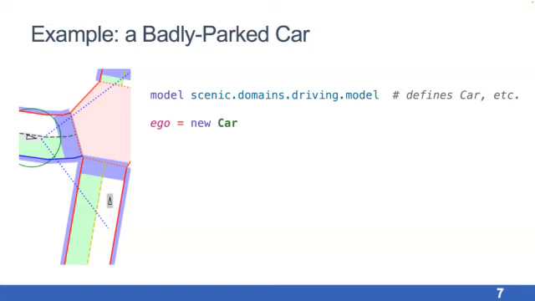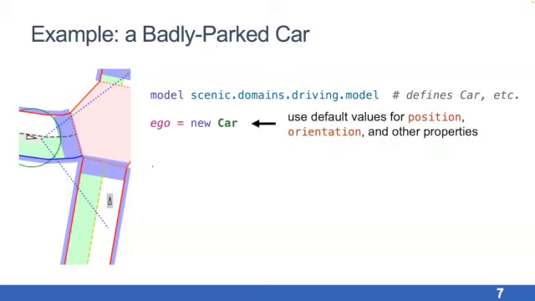And notice we're not saying anything about this car in terms of where it is, what color it is, and so forth. So Scenic is using the default values for all of those properties, like the position property, the orientation property, etc., that are defined in this car class. For example, the driving library says that the default position for a car is a uniformly random point over the entire road network, but not, for example, on the sidewalk. This is like a reasonable default value to have if it's not otherwise specified. Likewise, for orientation, the default orientation for a car is parallel to the road at whatever point it is.